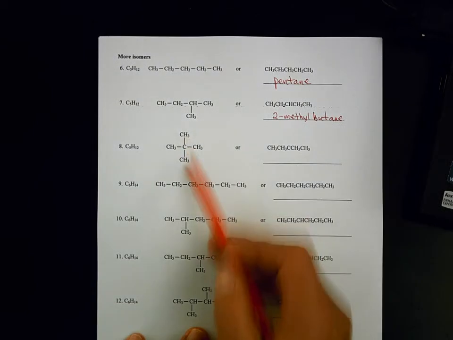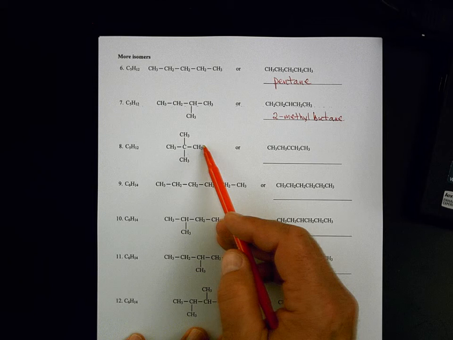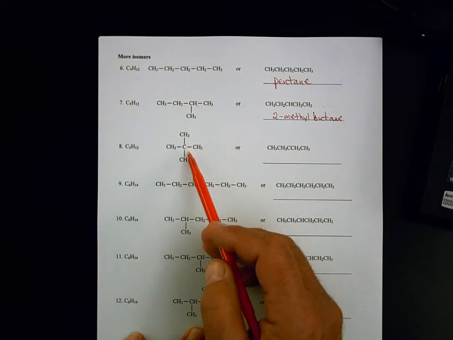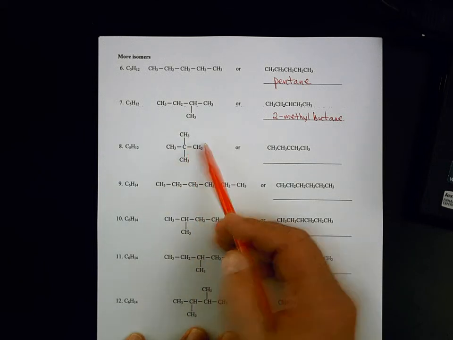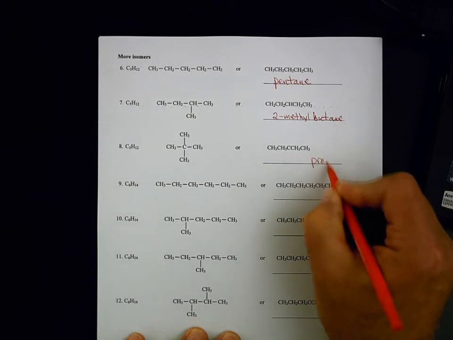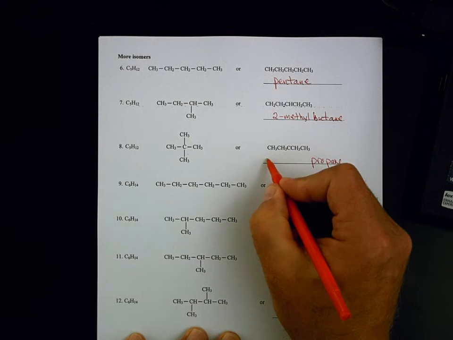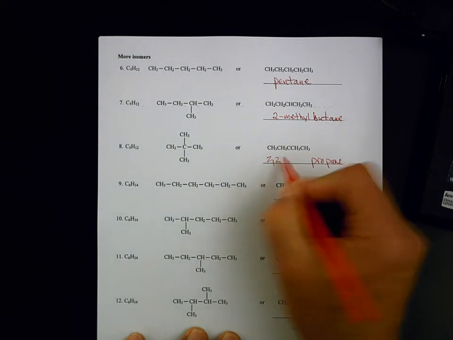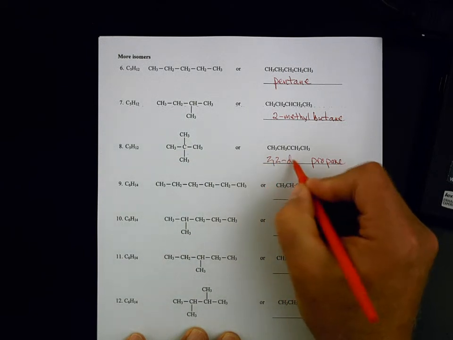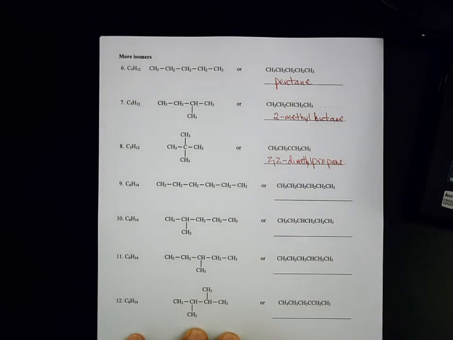8, now I have 2 branches, but I only have a chain of 3 carbons. I can go this way for 3 carbons, or I can go this way for 3 carbons, but it's still a maximum of 3 carbons. So this one is a propane, but with those 2 branches, then I'm going to have a 2,2-dimethylpropane.